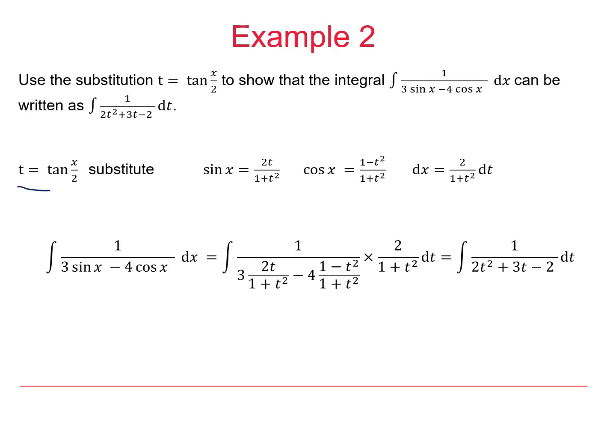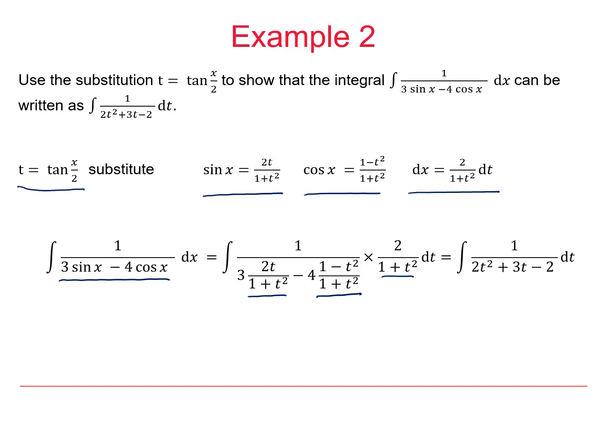We'll use t equals tan x over 2 in our substitution, and from the t formula we've got the expressions for sin x and cos x, and we've already looked at what we would replace dx with. So looking at our integral, we'll end up replacing sin x with 2t over 1 plus t squared, cos x with 1 minus t squared over 1 plus t squared, and dx becomes 2 over 1 plus t squared dt.